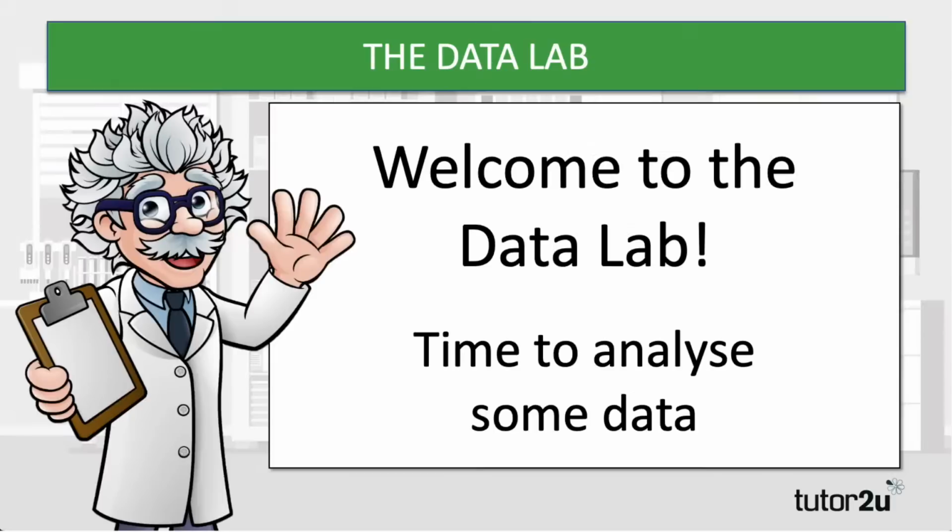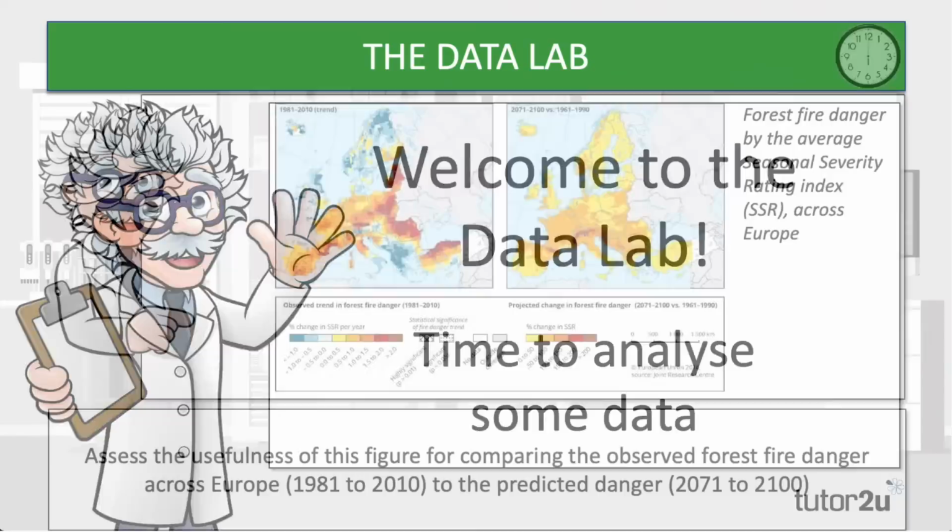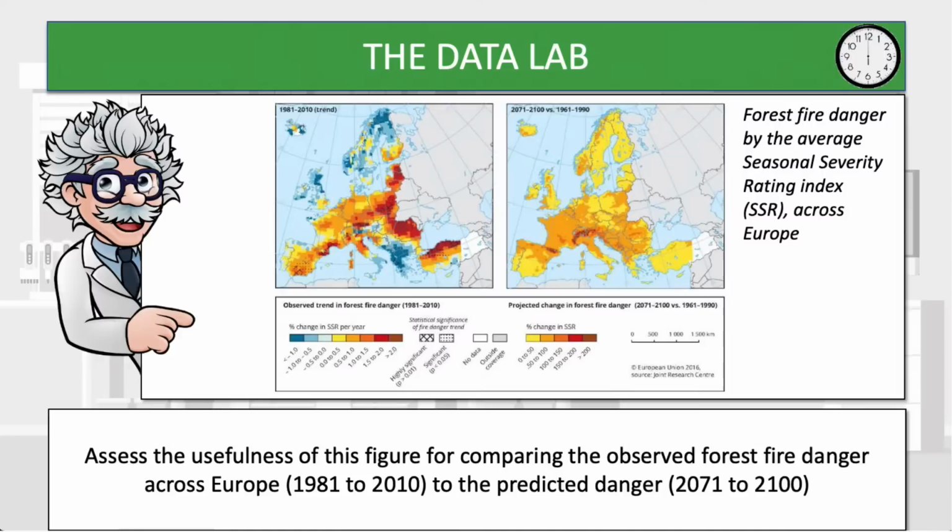So we're going to have a little look at some data now, in the data lab. Some of you might have used a fab resource that's been put together by the Tutor to You team with good practice questions for this year, and this figure comes from one of them. I don't know how well you can see it, but the first one shows the 1981 to 2010 observed trend in forest fire danger. And the second one shows the 2071 to 2100 versus 1961 to 1990 projected change in forest fire danger.